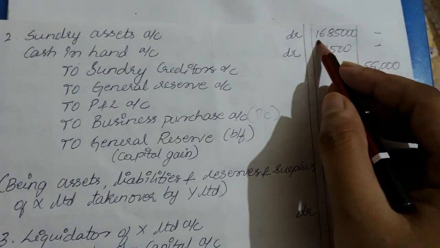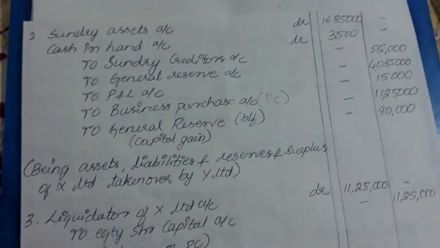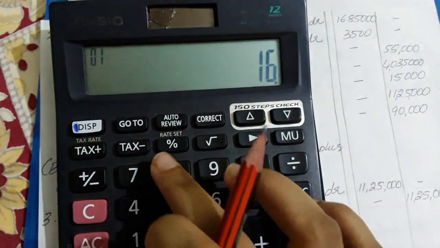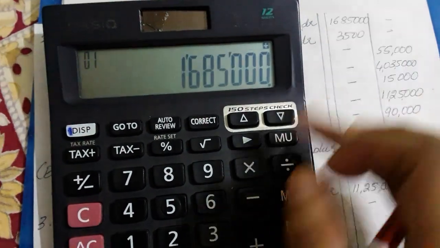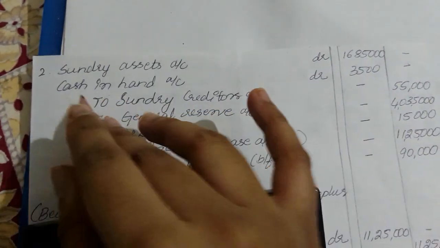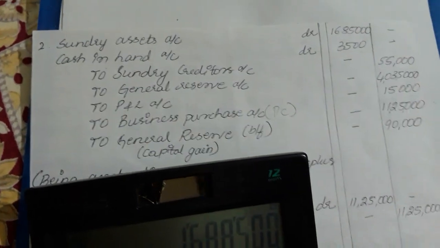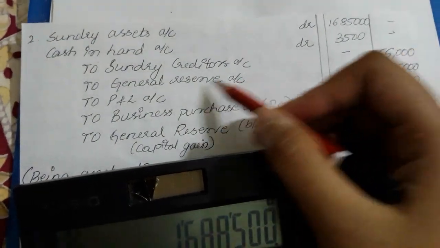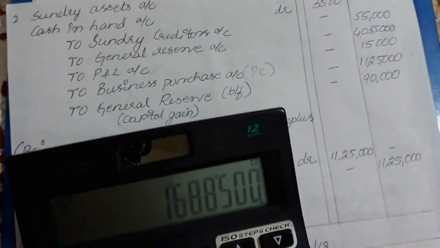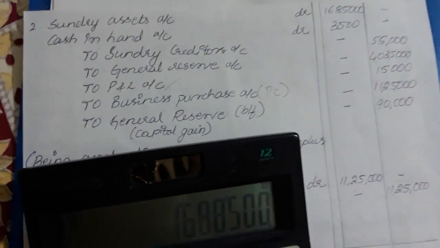So the assets are 16,85,000 plus 3,500, right? What are all the liabilities? If you want, leave one line here and go with sundry creditors, whatever it is. And one more thing, you need to take all the liabilities, even the general reserve and P&L account, in the opening entries. Opening entry and closing entry are completely different. Don't compare the two things.